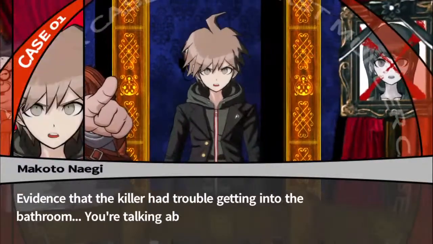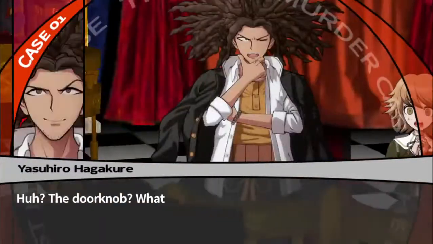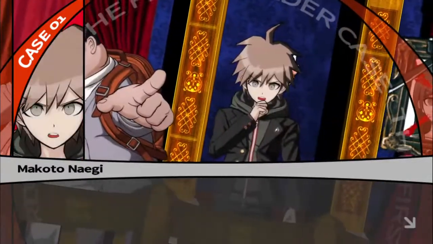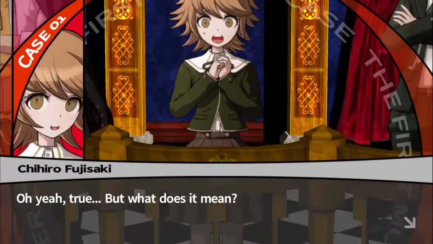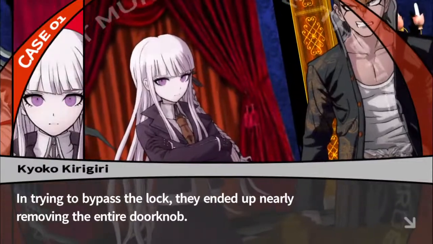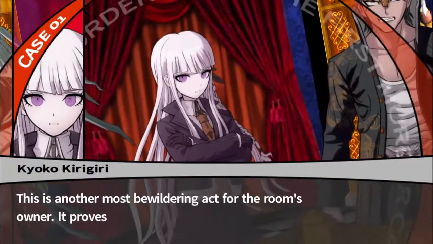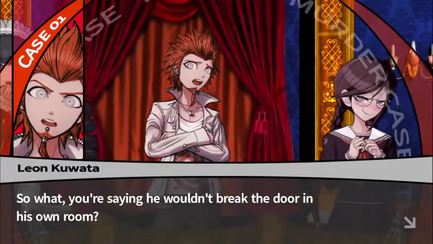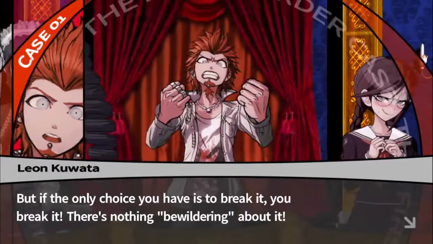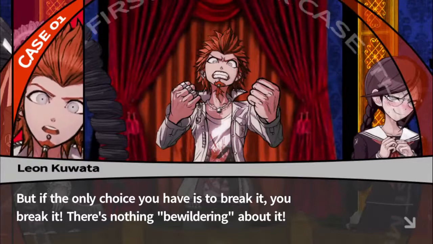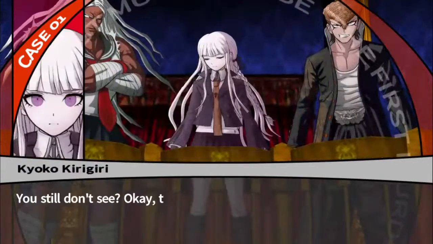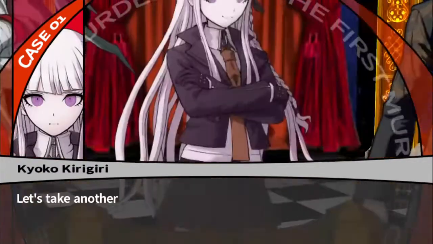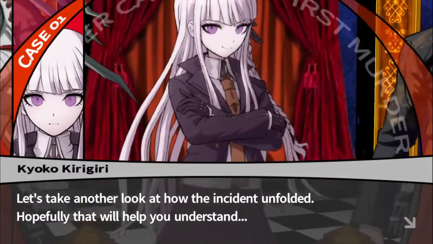Evidence that the killer had trouble getting into the bathroom. Huh? The doorknob for my bathroom. See how the top part... Oh yeah, true. In trying to bypass the lock, they ended up... This is another most bewildering act for the room's own... So what? You're saying he wouldn't break the door in his own room? But if the only choice you have is to break it, you break it. There's nothing bewildering about it. You still don't see? Okay then. Let's take another look at how the incident unfolded.